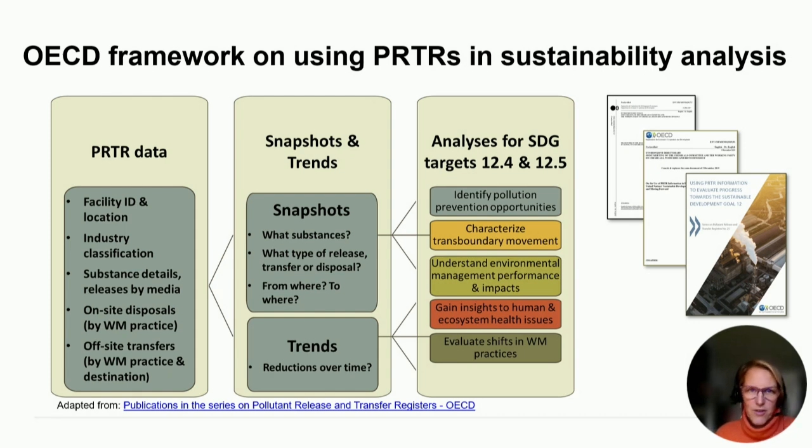Indeed, as you surely know, the OECD has established a framework for using PRTRs in sustainability analysis, and that's covered by the 3 publications at right here. And so we can see using this conceptual framework at left that the NPRI can inform snapshots and trends of chemical releases and their movement in waste towards being able to conduct more sophisticated analysis, such as characterizing transboundary movement of pollutants, evaluating environmental policy performance, among others.